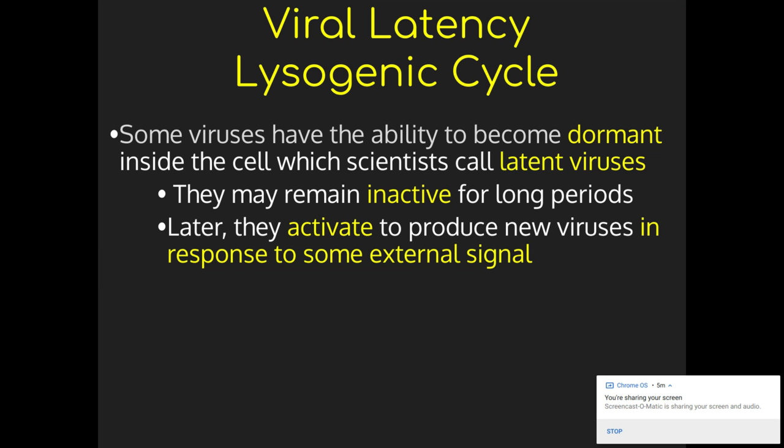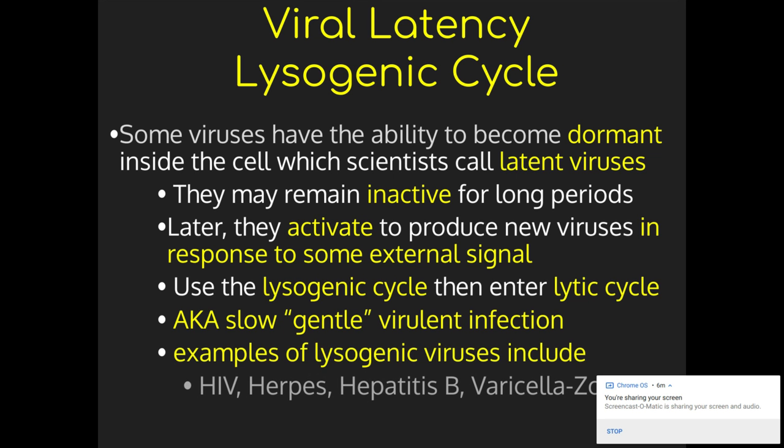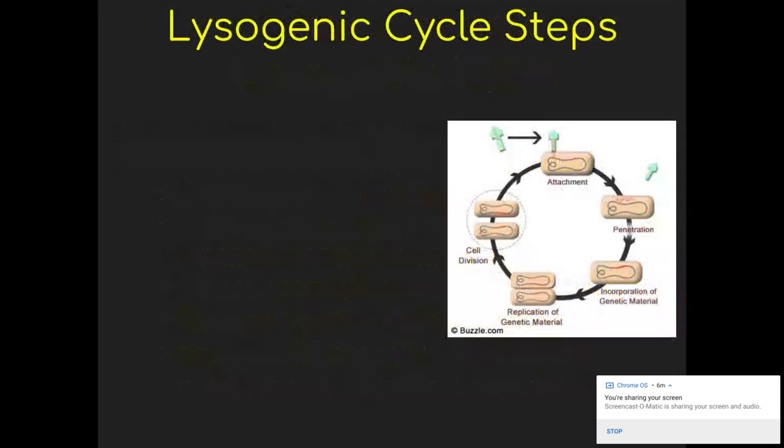Then it's going to be activated and it's going to leave, and that's when you see the actual expression of the virus. Okay, so these viruses actually technically use the lysogenic cycle, and then they kick over to the lytic cycle. So we call this the gentle cycle. Okay, so like lysogenic, you still do lytic, but then you got like a little bit of gentle cycle. Examples of lysogenic viruses are HIV, okay, herpes. Okay, if you get herpes, you usually don't have outbreaks all the time. Hep B, and then chickenpox.